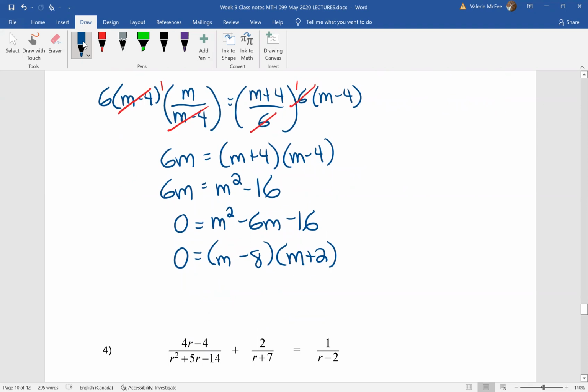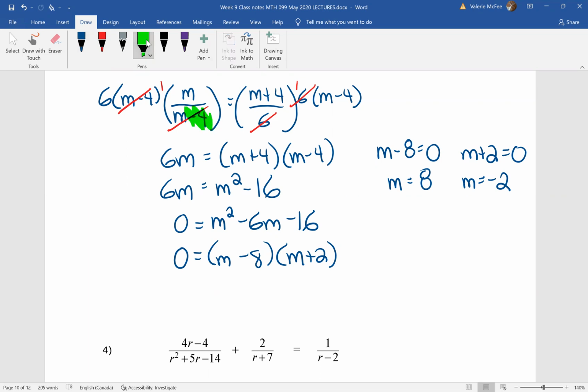Remember, we're using that 0 factor theorem that says that m minus 8 could equal 0 or m plus 2 could equal 0. So we have 2 possible solutions. We need to check for restrictions. We only have one denominator containing our variable. There's no m here. We see that m cannot equal 4. So we have two solutions here, -2 and 8.